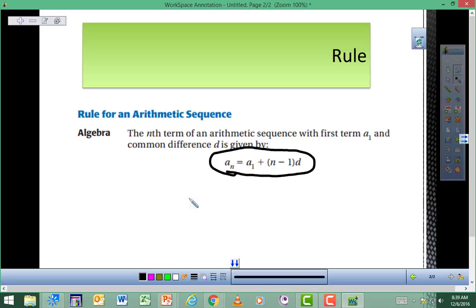There's a real easy formula to figure out what the general rule is. In order to figure out the general rule, you need a couple things. Number one, you need to know what the first term is. This is the first term in that sequence. You also need to know this one. This one is the common difference.